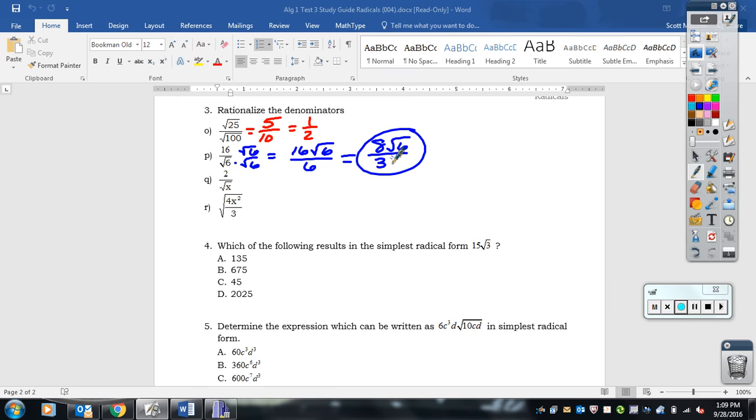This cannot be simplified. Don't be tempted. 3 is on the outside, 6 on the inside. You can't simplify those.